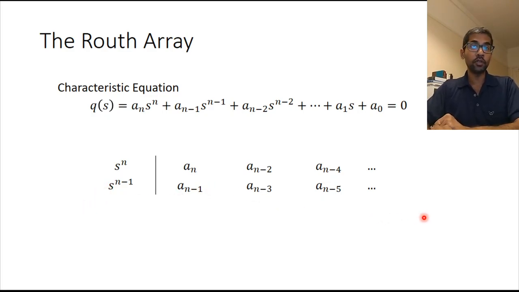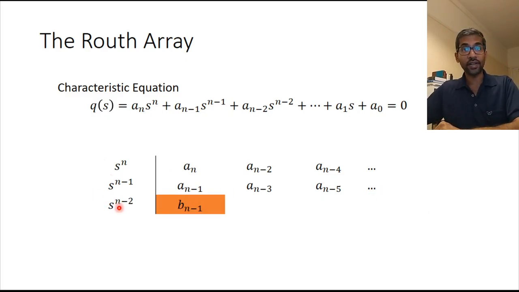Okay, so how are we going to do that? The next row of the Routh array would have the next lower power of s, right? We have n minus 1, and then you have n minus 2. So you want to find out this value b n minus 1. To do that, let's call this row the current row.